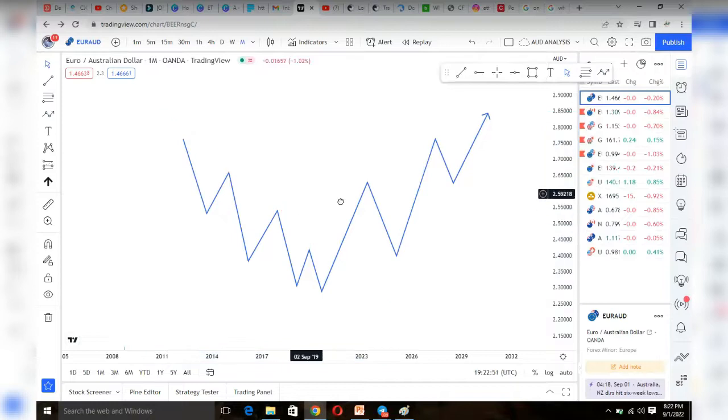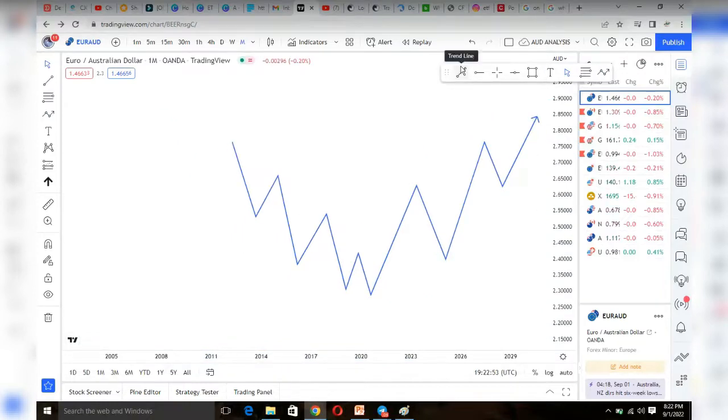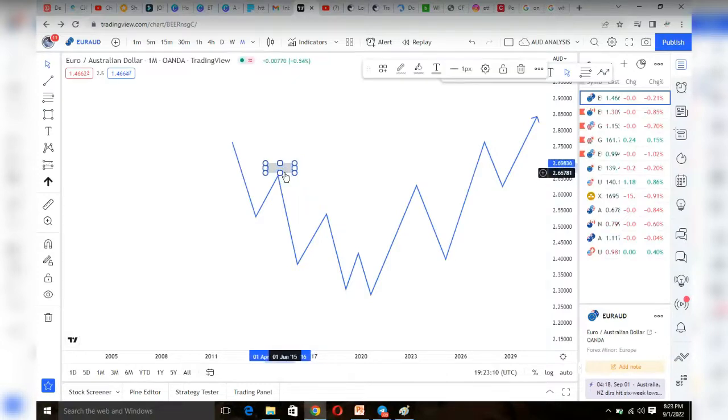Well, that's not what we are looking at. We are looking at supply today. So let's identify the supply. We have the supply. Let me use this. We have a supply zone. We have another supply zone.